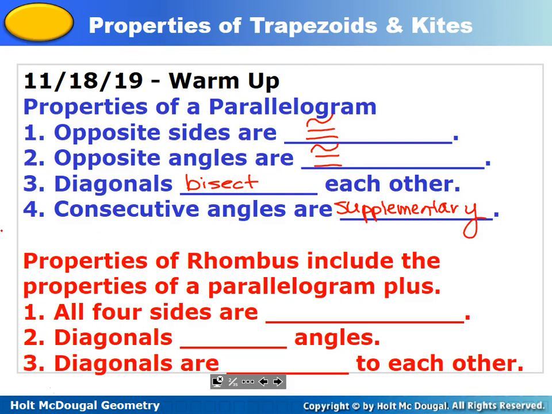Okay. Then when we're talking about the properties of a rhombus, it includes the properties of a parallelogram plus, obviously, the definition of a rhombus: all four sides are congruent. And then diagonals bisect the angles, and the diagonals are perpendicular to each other. And these are all those things you should have known for that quiz that we just took.